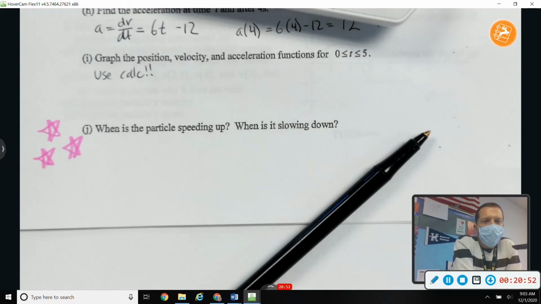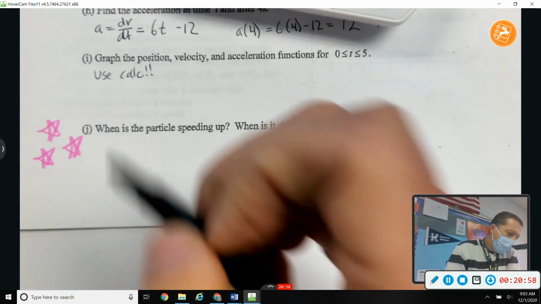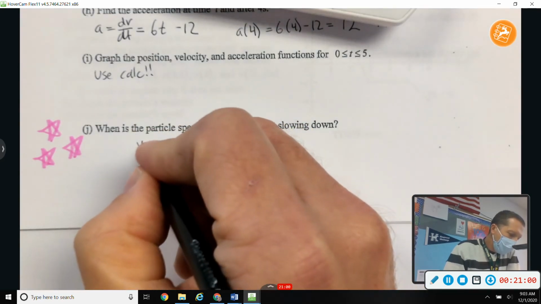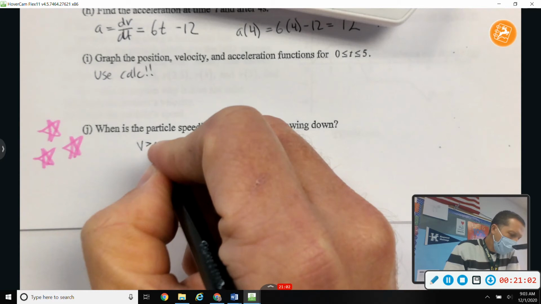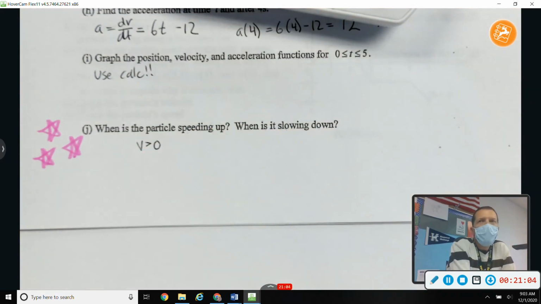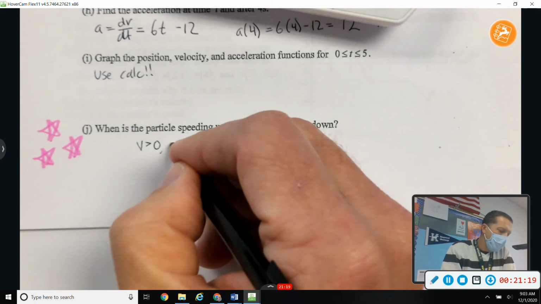All right, speeding up. So the easy way to think about speeding up is if your velocity is positive, let's think about this. Think about driving your car. So you're moving forward, so your velocity is positive. What does your acceleration have to be for you to be speeding up? Positive.